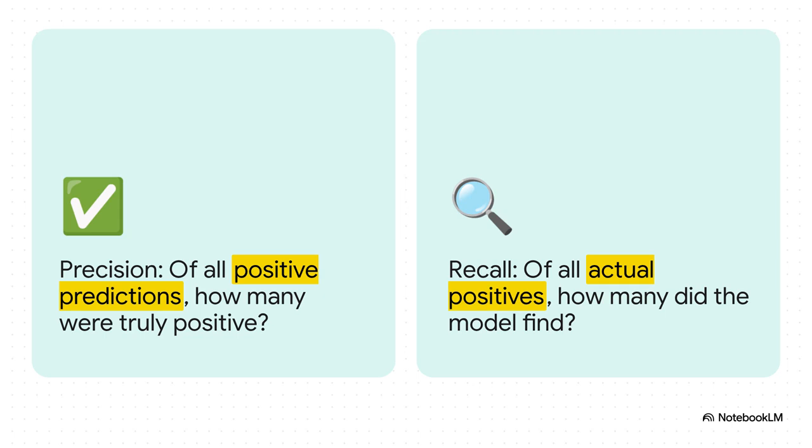So precision asks, of all the times I raised a red flag and said positive, how often was I actually right? It's all about not making false alarms. Recall, on the other hand, asks, of all the actual positive cases out there in the world, how many did I manage to catch? This is about not missing anything. And for something like spotting cancer, you would care way more about recall. You'd rather have a few false alarms than miss even a single real case.